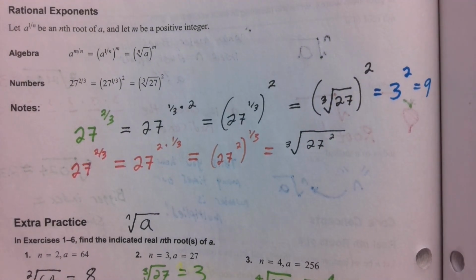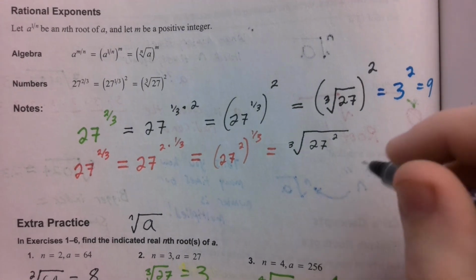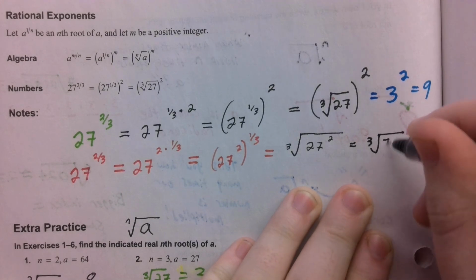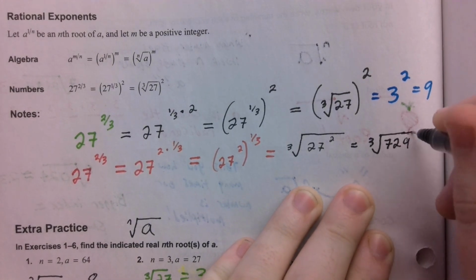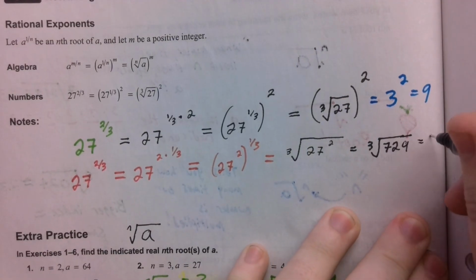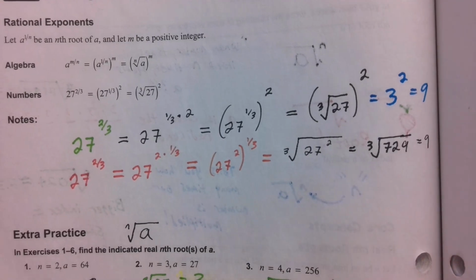27 squared is already a little bit of a big number. It's kind of a big ask here. 27 squared is 729. So what this is really asking you is, what's the cube root of 729? This is a tough problem. The answer does end up equaling 9, but you see that it's probably a lot harder to do than making your number smaller first and then squaring it.